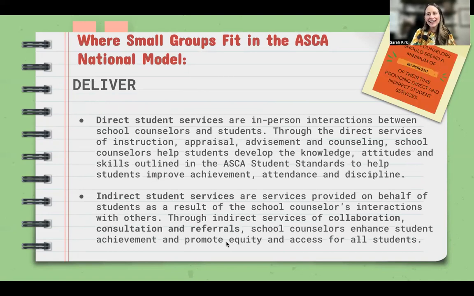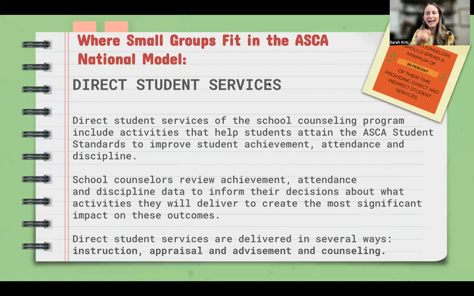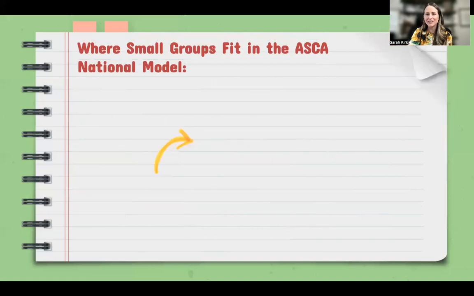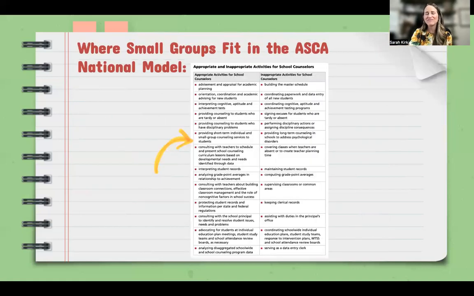Again, just reiterating that the deliver component is made up of both the direct student services and the indirect, and we want to be spending 80% of our time in this deliver component. And that's why small groups fit so perfectly into this. Again, just making sure we understand that as school counselors, we are providing services to our students that can really help to improve student outcomes. And that is what we're here for.